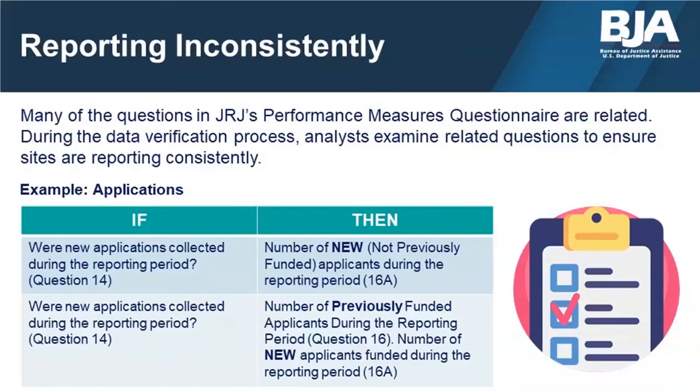Many of the questions in JRJ's performance measures questionnaire are related. During the data verification process, analysts examine related questions to ensure sites are reporting consistently. Below are examples of related questions. For example, if you report that there were no new applications during the reporting period for question 14, then you report 0 for question 16A. Similarly, if you report that there were new applications during the reporting period for question 14, then you will report a number of previously funded applicants, question 16, and the number of new applicants during the reporting period, question 16A.